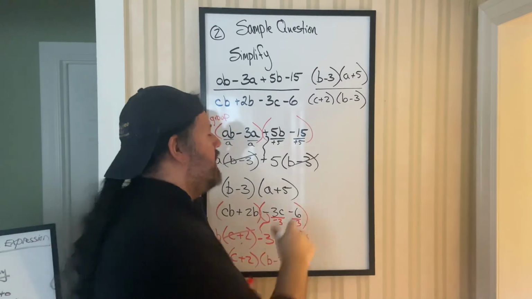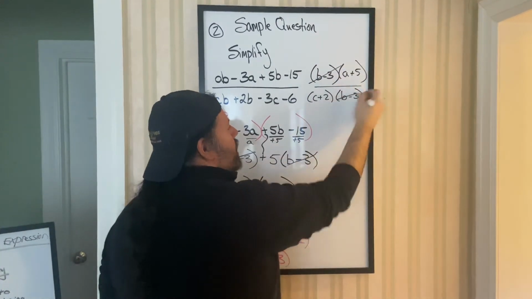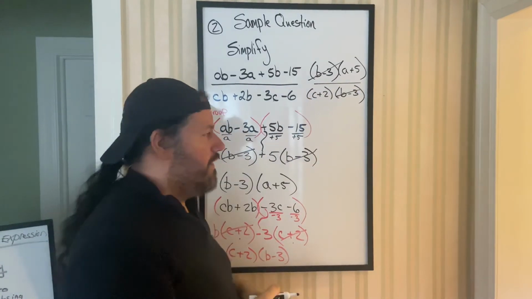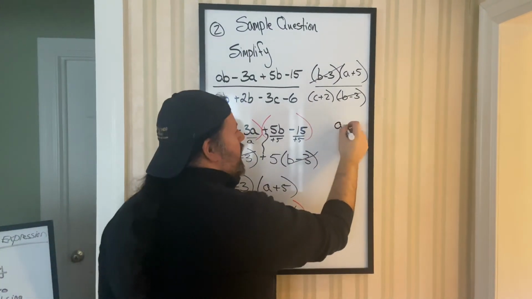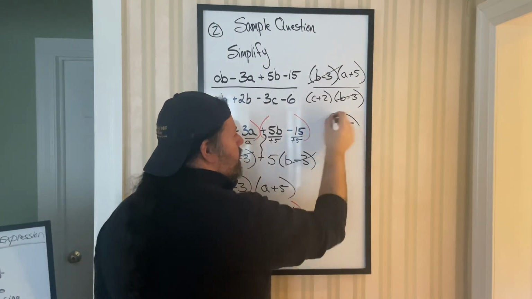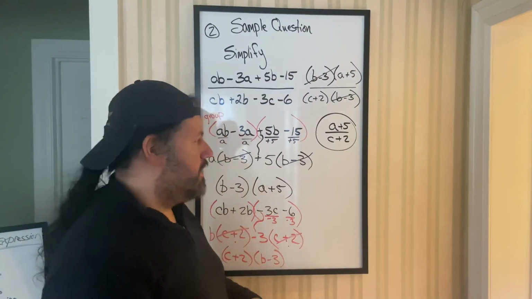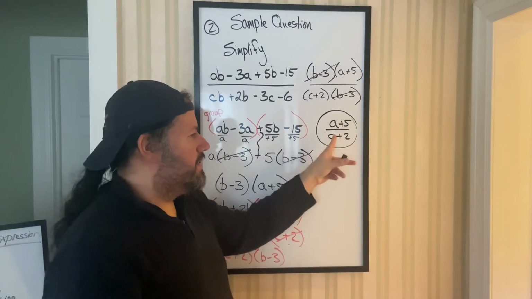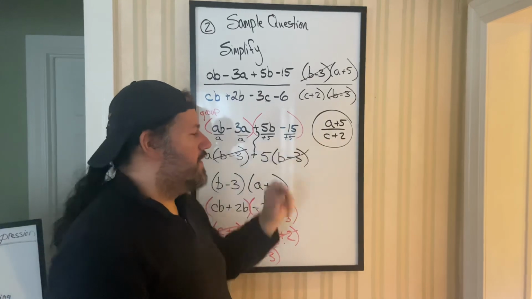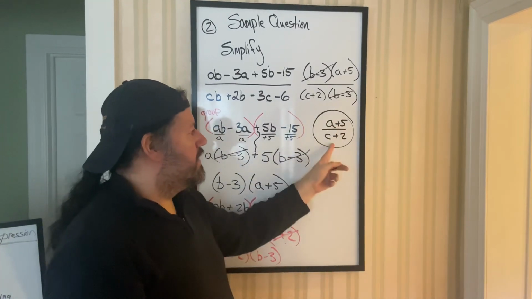When they match exactly, you can cancel 1 on top with 1 on the bottom. These other 2 factors don't match at all. So you're going to keep the A plus 5 on top, and then the C plus 2 at the bottom. Because they're binomials, we cannot cancel out pieces. It's all or none. Since they don't match at all, you can't cancel any part of it. This is your final answer.